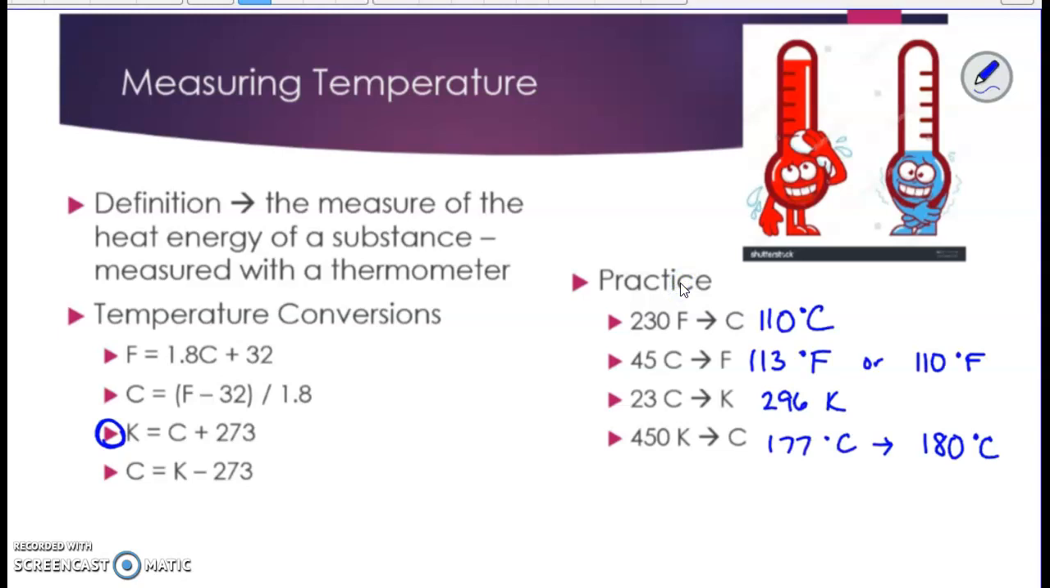Please check your answers. For the first one, you needed Celsius, so you had to use the second equation. You subtracted 32 and divided by 1.8. For the second one, you had to use the first equation, so you took 45 times 1.8 plus 32. For the last 2, you were either adding or subtracting 273.